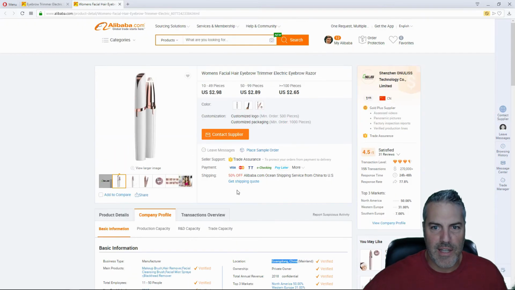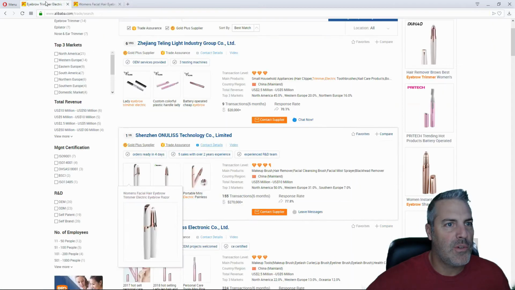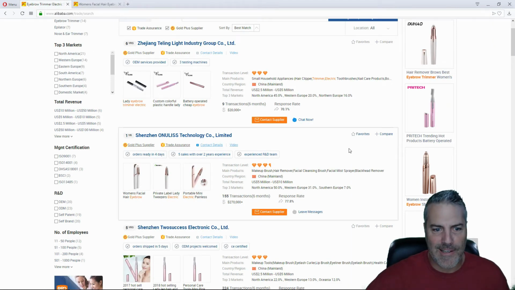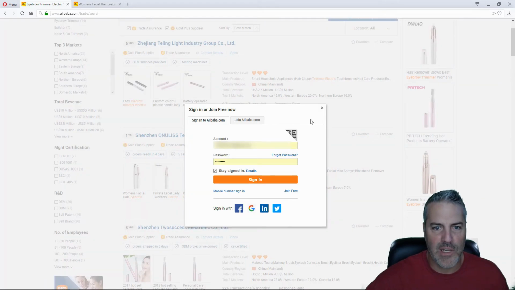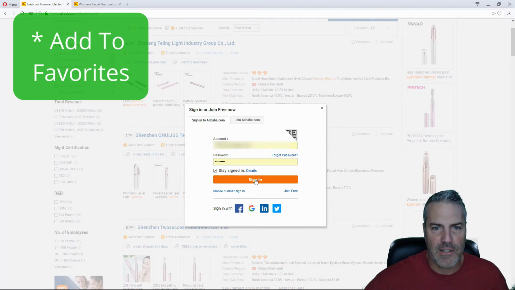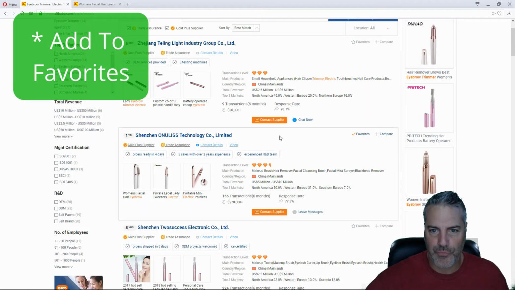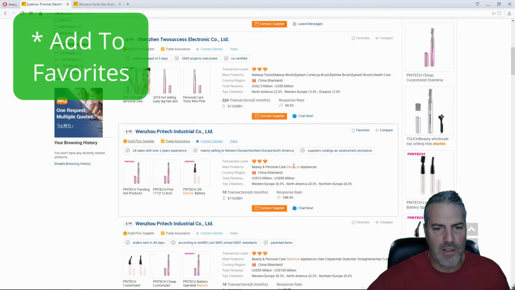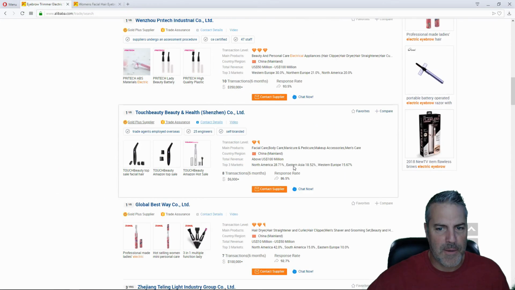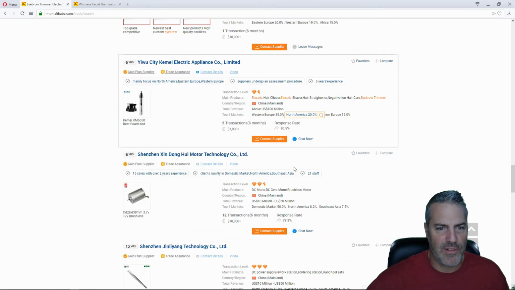So the next thing I want to do, I'm going to come back over to the first page, and I am going to select this as a favorite. And it wants me to sign in. Of course, I'll do that and create a free account real quick. Okay, this has been added to my favorites. And what I'm going to do next, I'm going to keep looking for other products, other suppliers that have the same thing.